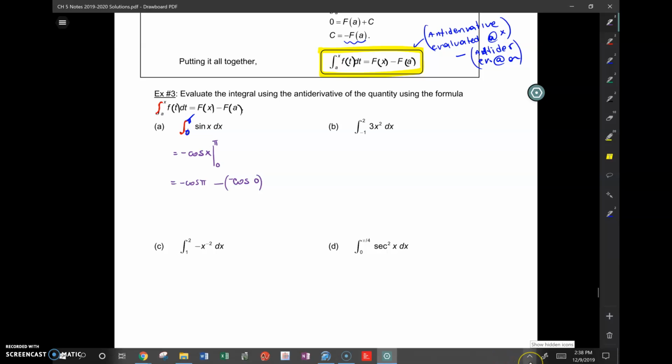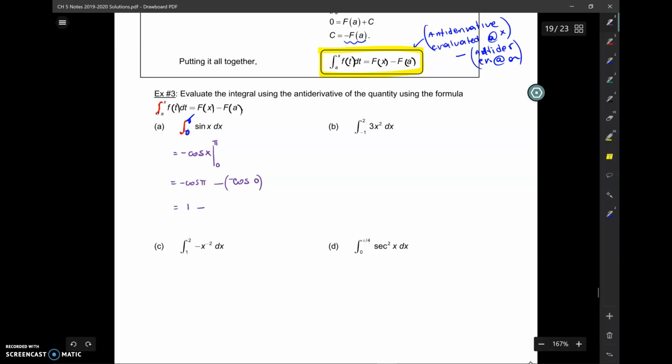And now this is negative cosine of pi is positive 1 minus, oh, I'm sorry, minus negative positive 1. Sorry, so this is 2. Okay? All right, let's do another one.